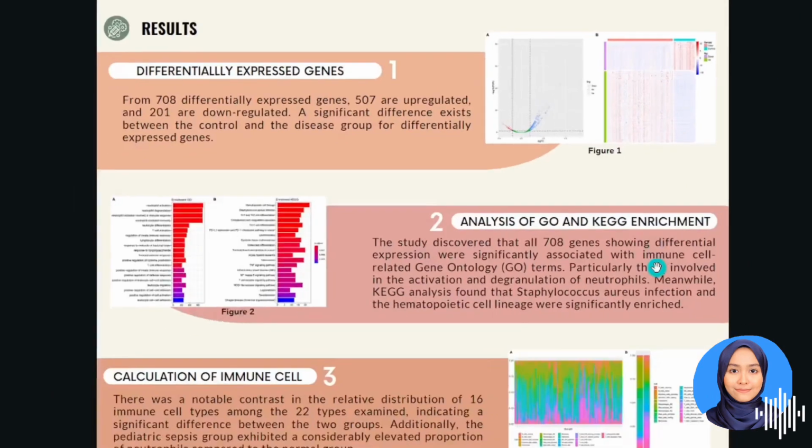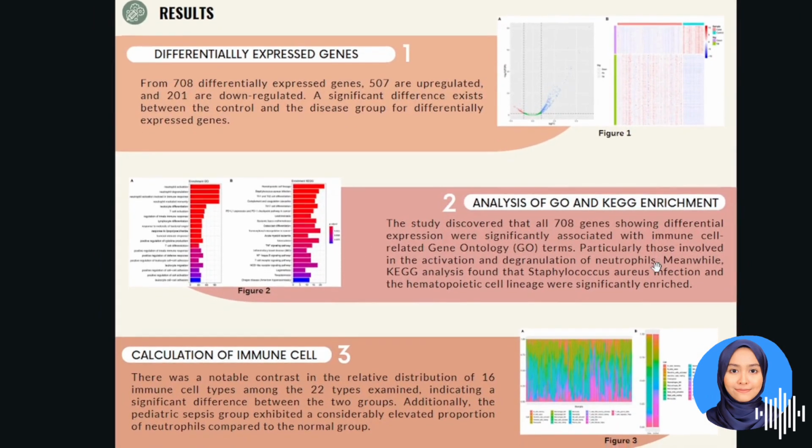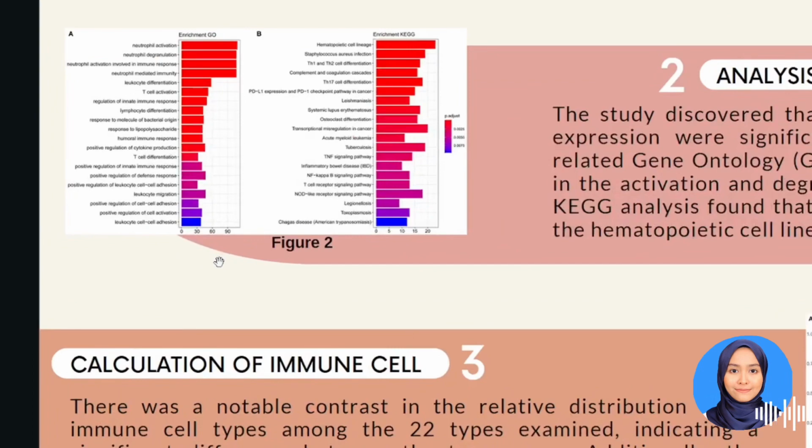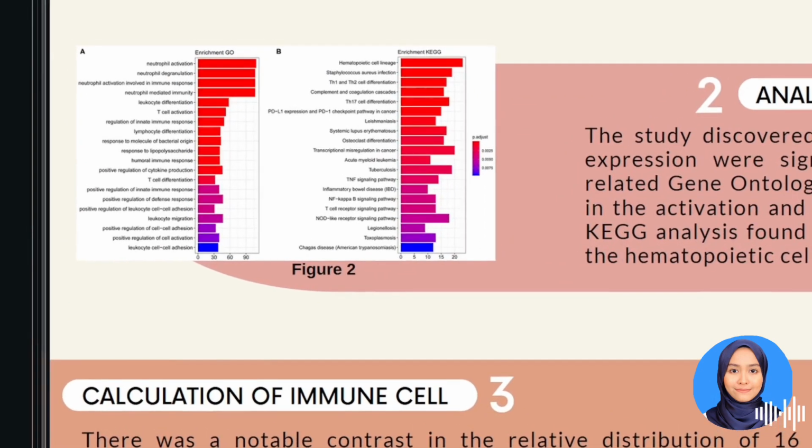Next, based on analysis of GO and CAC enrichment, all 708 differentially expressed genes were found to be significantly enriched in GO terms and are related to the immune cells, particularly those involved in the activation and degranulation of neutrophils. Meanwhile, Staphylococcus aureus infection and the hematopoietic cell lineage were found to be significantly enriched in CAC analysis. Figure 2 illustrates the outcomes of GO and CAC enrichment analysis.